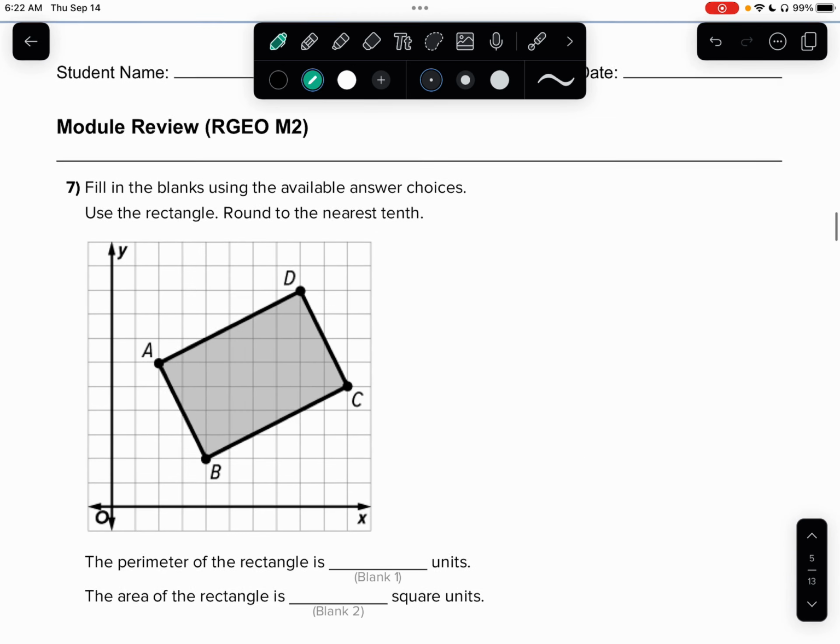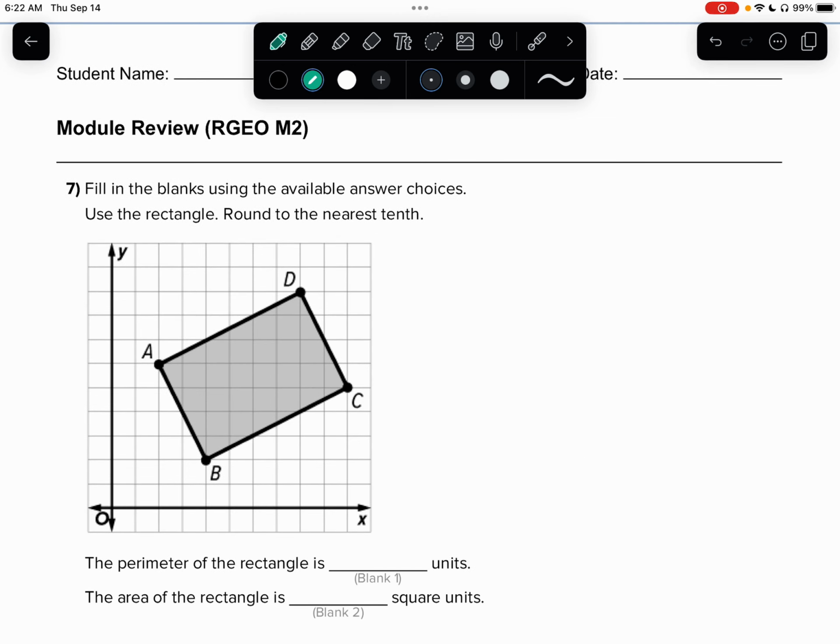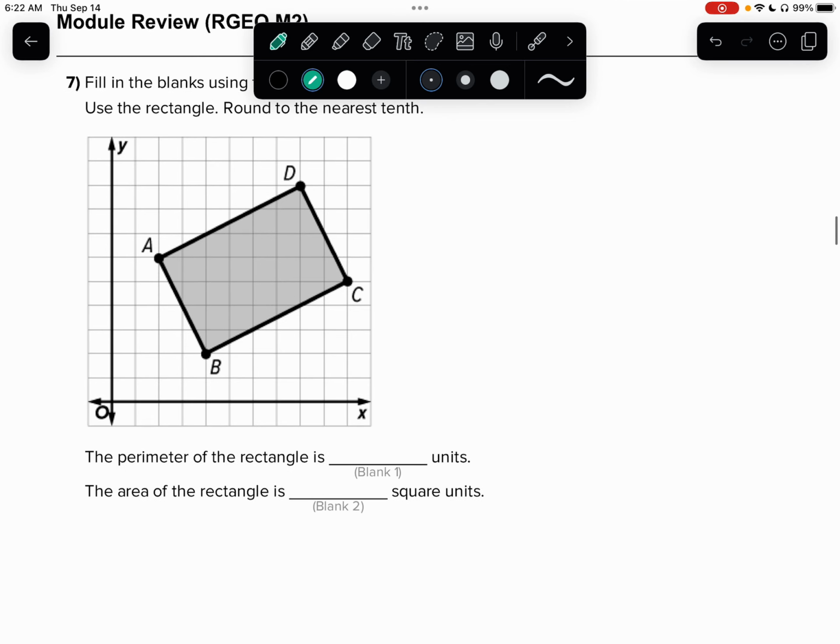Moving on. Fill in the blanks, use the rectangle, round to the nearest hundredth, it should say, I think, on yours. Well, yours doesn't even say to round. Mine does. Whatever. All right. The perimeter of the rectangle, the area of the rectangle.